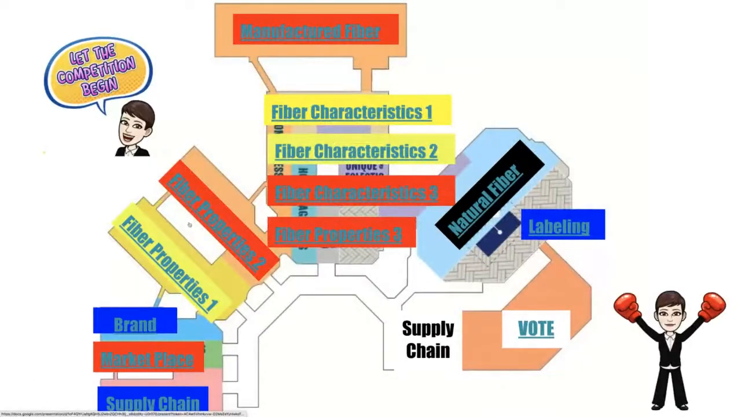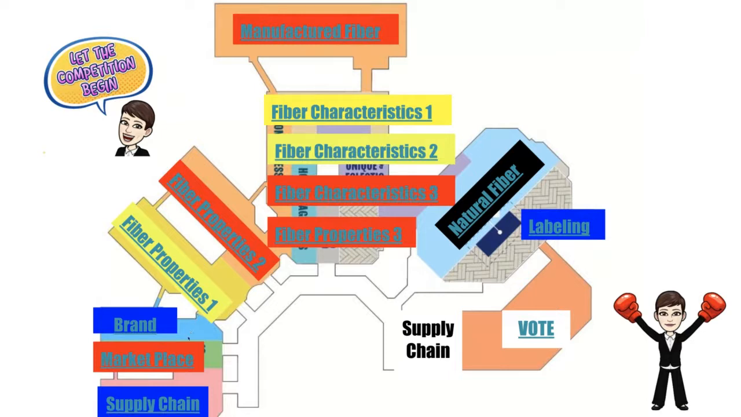And this is how the map eventually looked after students were winning each booth. Whenever somebody won a booth, it turned to the color of the team. In this case, the blue team won supply chain. The red team won marketplace, brand, labeling. These are all categories of questions based off the midterm exam. They also have fiber properties, natural fiber, manufactured fiber.